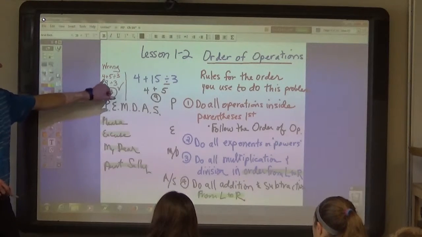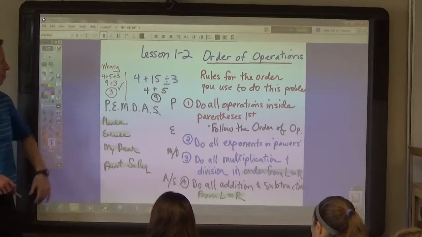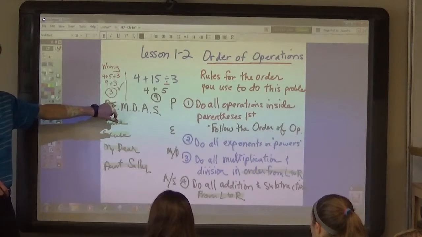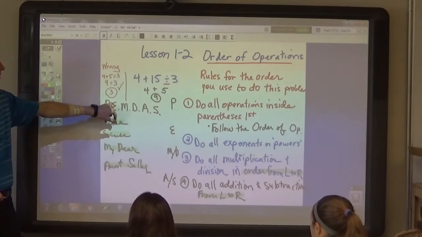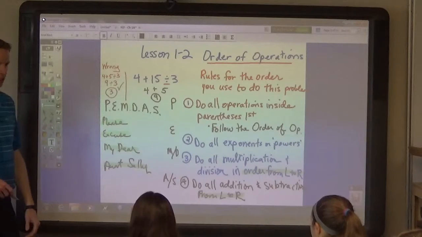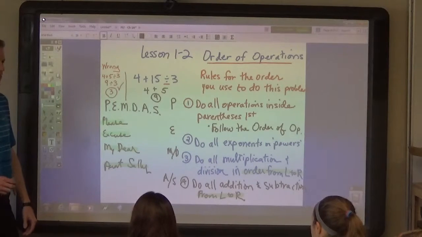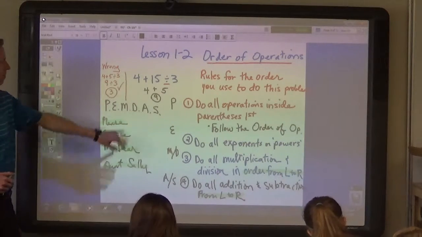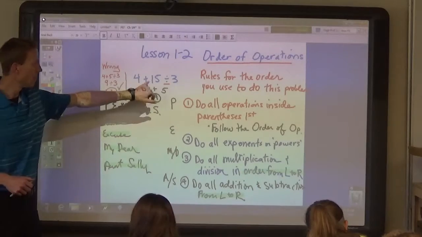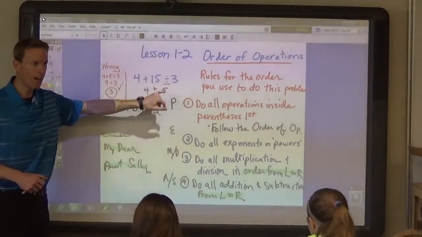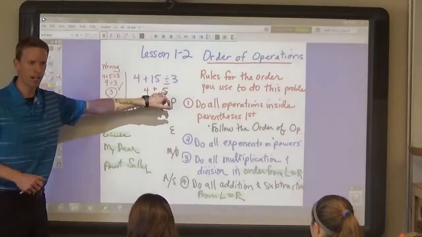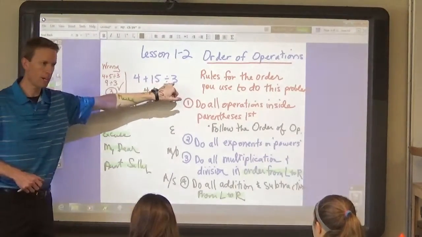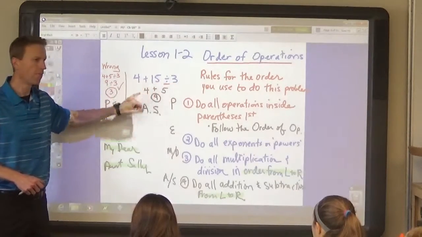Look at these examples. 4 plus 5 divided by 3. So if you do 4 plus 5 first, you get 9. Divided by 3 is 3. But that's wrong. Okay? You have to do the division first. 5 divided by 3, and then add 4. Alright? In this one, if you did 4 plus 15 before you divide, you'd end up with 19 divided by 3. And that's wrong. You have to do the division first. 15 divided by 3, and then add 4. Okay?